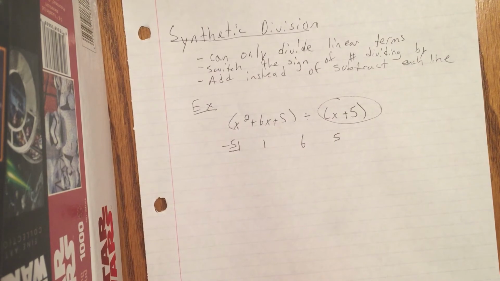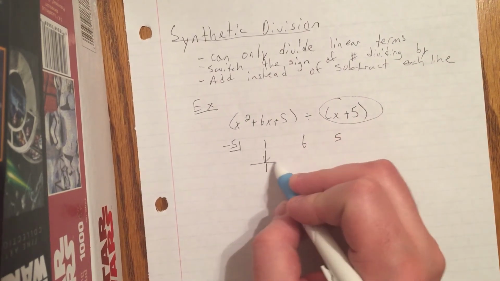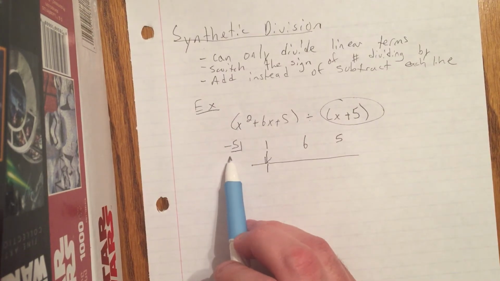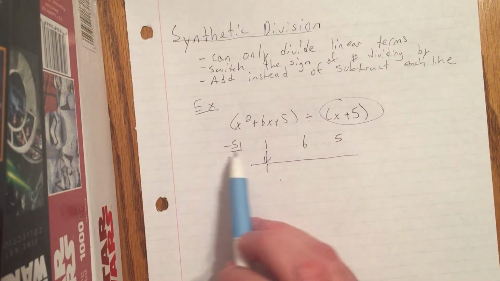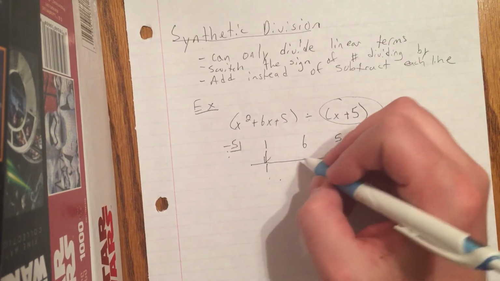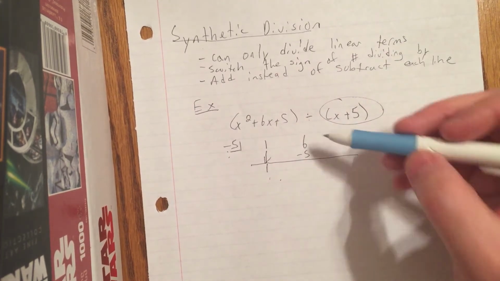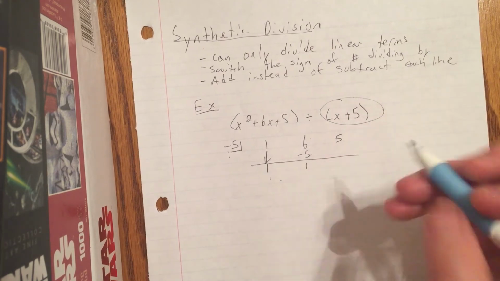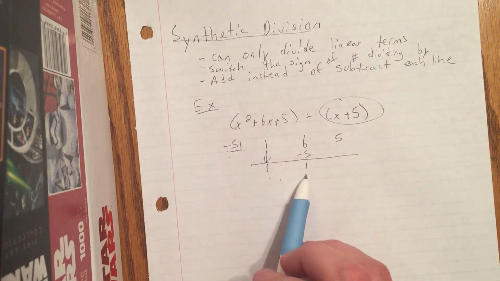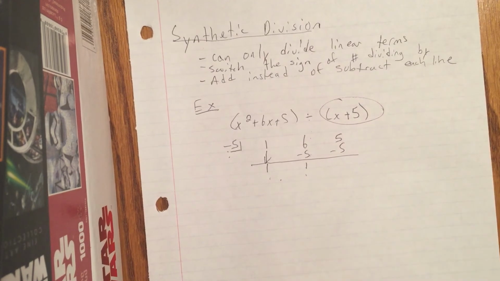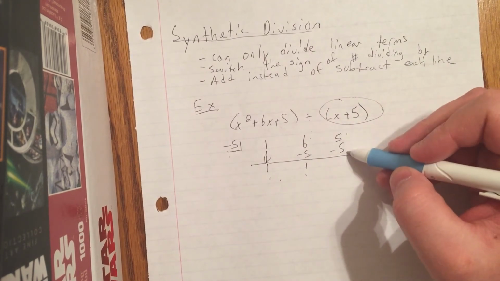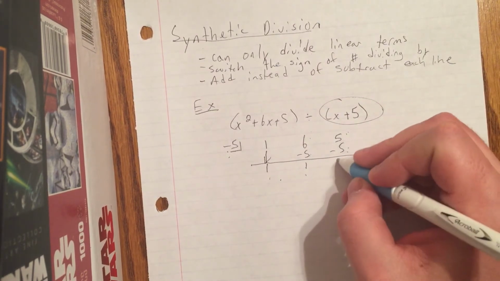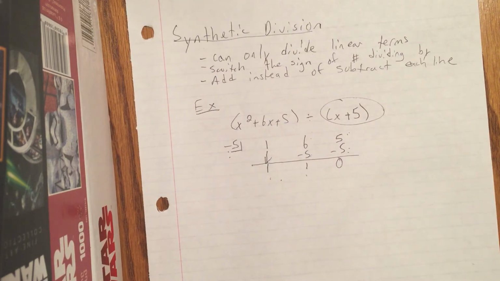Okay? And then you always bring the first number straight down, and then you multiply the number out here by the number down there. So negative 5 times 1 is negative 5. Then we're going to add down. So 6 minus 5, or 6 plus negative 5, is 1. Negative 5 times 1 again. Negative 5 goes there. And then 5 plus negative 5, or 5 minus 5, is 0. So if you get 0, that worked out nicely and there's no remainder.